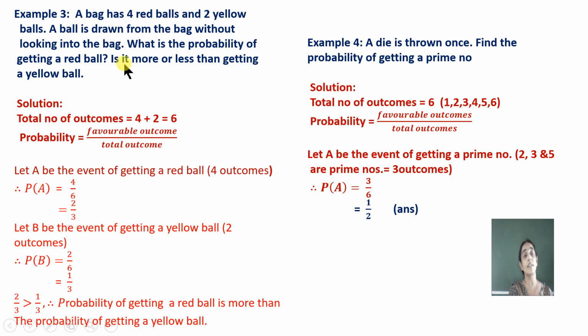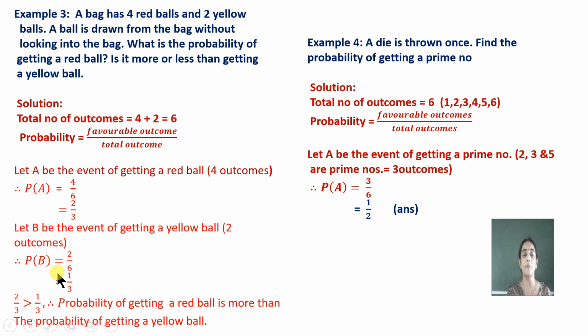Now the next one is: is it more or less than getting a yellow ball? Now first we will have to find the probability of a yellow ball. Then only we can compare whether it is more or less. So let B be the event of getting a yellow ball. In the bracket you will write down 2 outcomes because they are the favorable outcomes and there are only 2 yellow balls. 2 times you put your hand, you may get a yellow ball. The third time you will not get a yellow ball because there are only 2 yellow balls. So the favorable outcomes are 2.